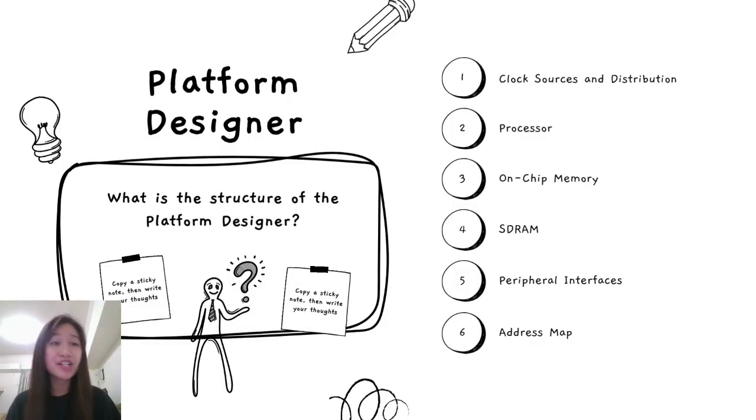The platform design structure is a fundamental part of this project as it defines the hardware components and their interconnections within the FPGA. Now let me tell you the detailed explanation of the structures and their significance. First, the clock sources and distribution, and then the processor, on-chip memory, SDRAM, peripheral interfaces, and then the address map.